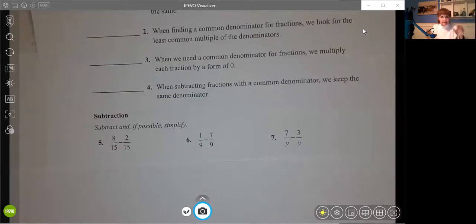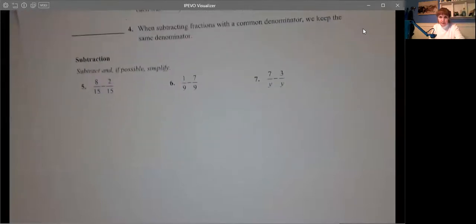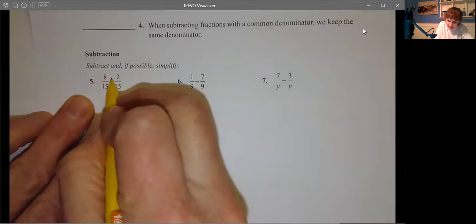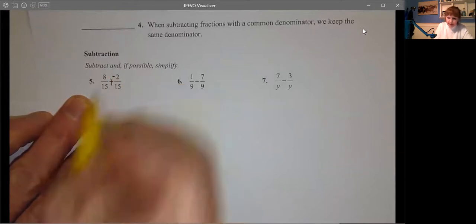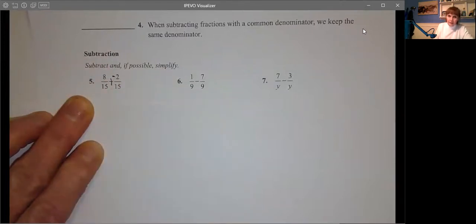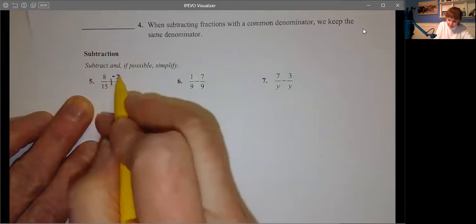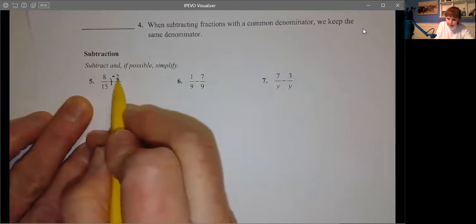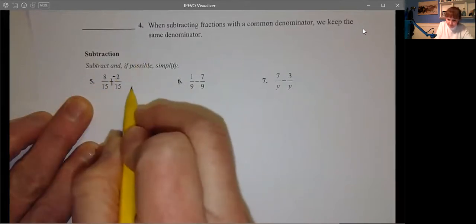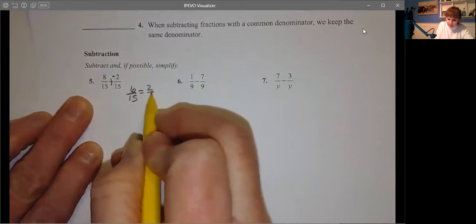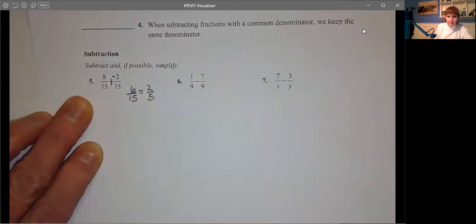All you do, this is actually similar to addition. Remember, we change this to addition and we change that to a negative. So we make this addition and change the sign on the opposite. Make the next number the opposite of what it is. So here you're going to have 6/15. But then of course reduce it because 3 goes into both of them, 2/5.